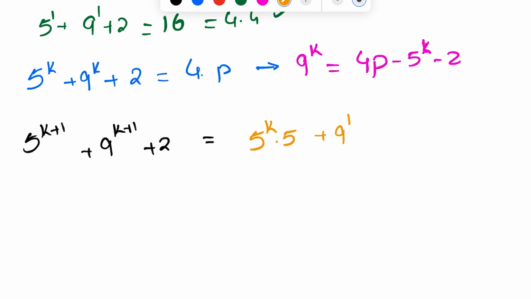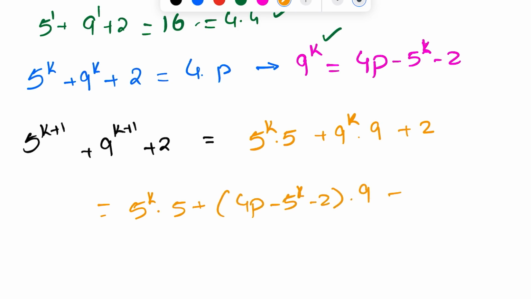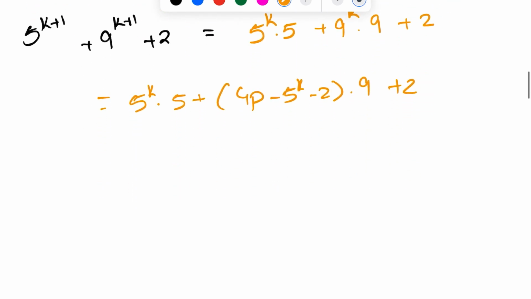9 power k plus 1 can be written as 9 power k times 9 plus 2. Now we can plug in 9 power k. So this 5 power k times 5 will remain as it is. 9 power k becomes 4p minus 5 power k minus 2, times 9 plus 2. So what does that become now?